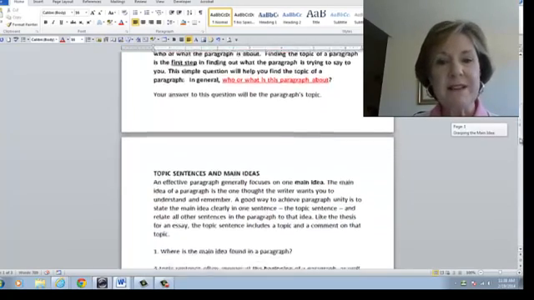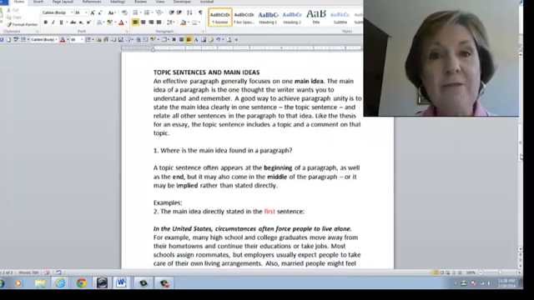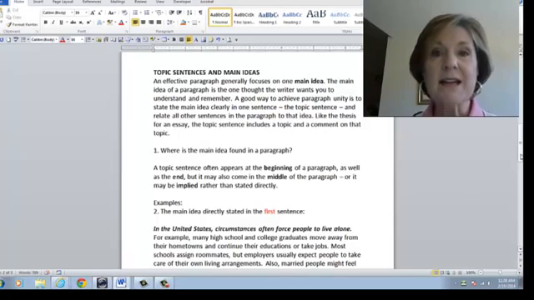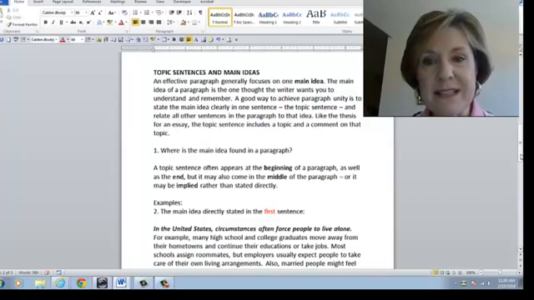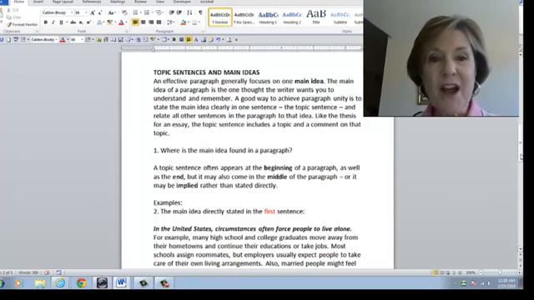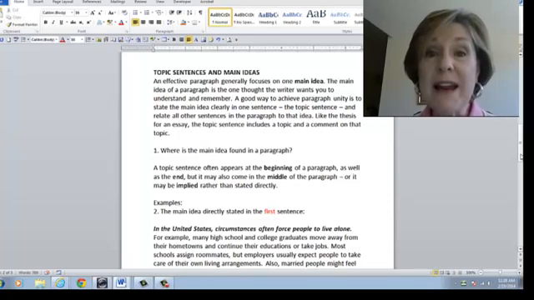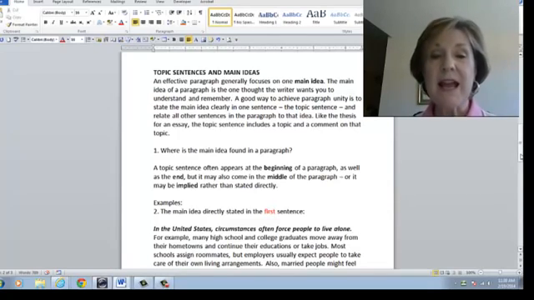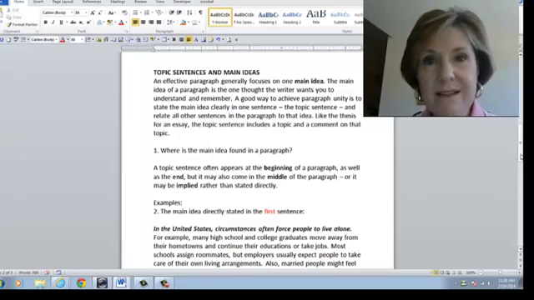Let's go through some of this again. An effective paragraph focuses on one main idea. The main idea of the paragraph is the one thought the writer wants you to understand and remember. A good way to achieve paragraph unity is to state the main idea in one sentence, the topic sentence, and then relate all of the other sentences in the paragraph to that main idea. It's like the thesis for an essay. The topic sentence includes a topic and a comment on that topic. The main idea can be found at the beginning of the paragraph, the middle of the paragraph, or at the end of the paragraph.